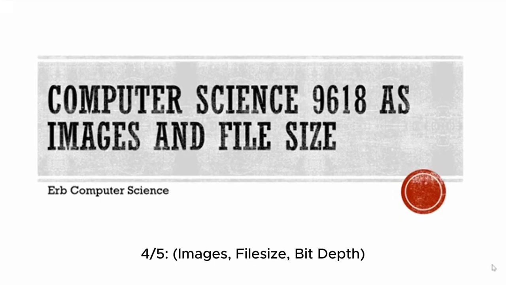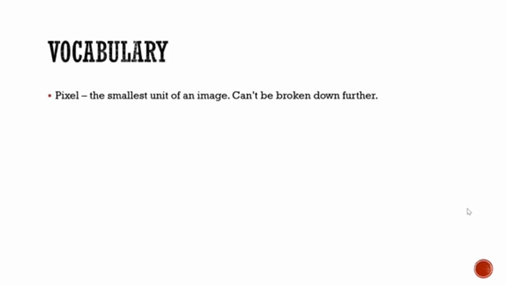In this video, we're going to take a look at images and calculating the file size for images. So let's go ahead and dive right in. By knowing some simple vocab, we can be prepared to tackle those questions. The first one is pixel. Now this is the smallest unit of an image. We can't be breaking it down any further than a pixel. That's the furthest we can break an image down.